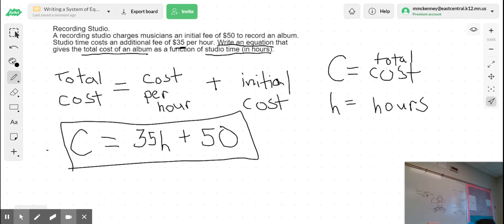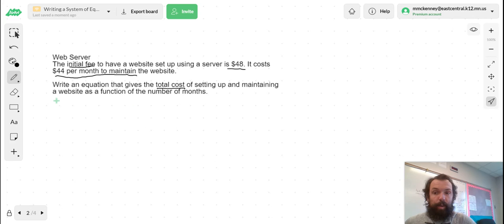All right, let's look at our second example. Our second example is a scenario talking about a web server. The initial fee to set up a website is $48. It also costs $44 per month to maintain the website. We're being asked to write an equation for the total cost of setting up and maintaining a website as a function of the number of months. So my verbal phrase looks like this.